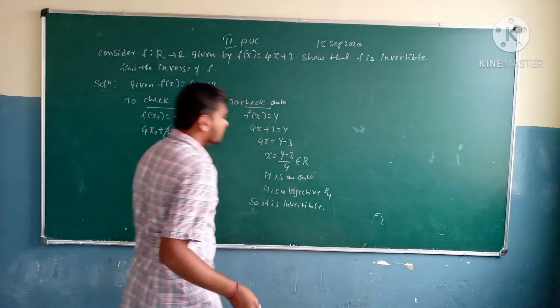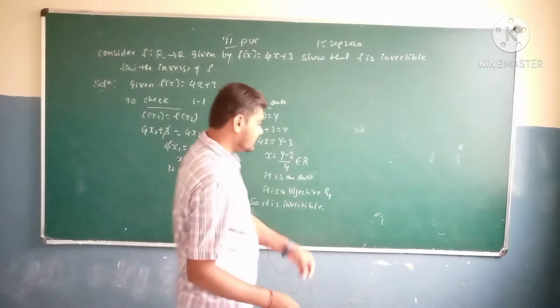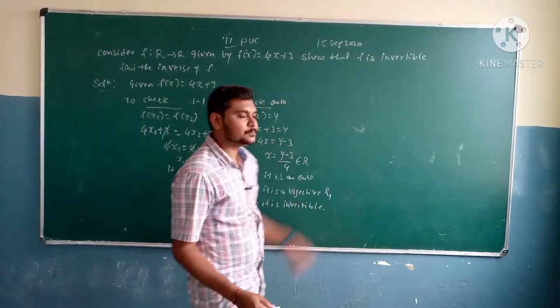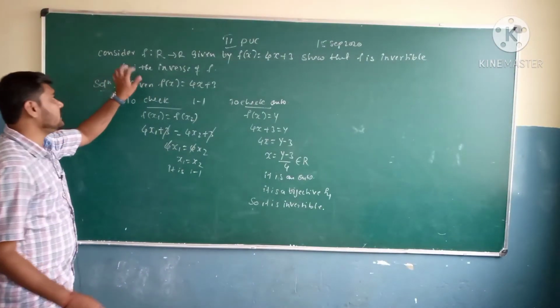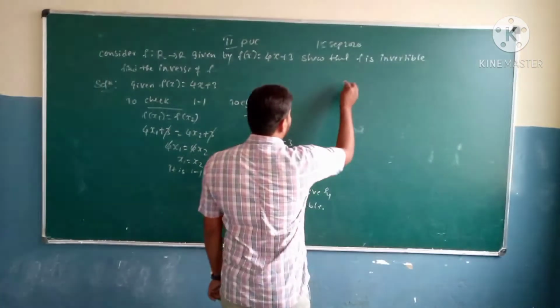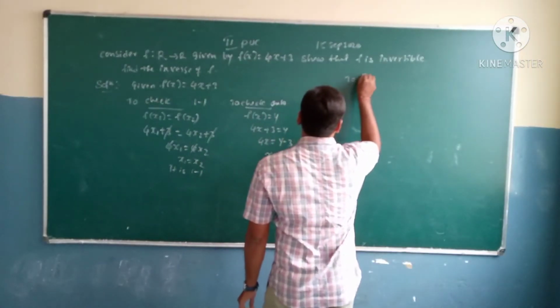Is invertible. So next, if it is invertible, we need to find the inverse function, right? So show that f is invertible. So next we need to find the inverse of f. Find the inverse of f, we need to find out.